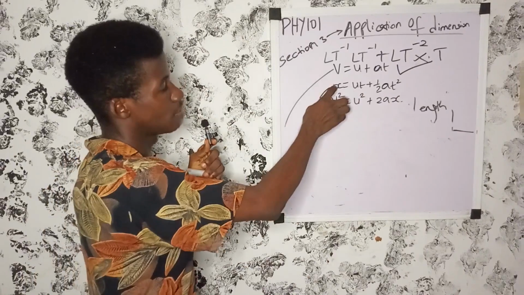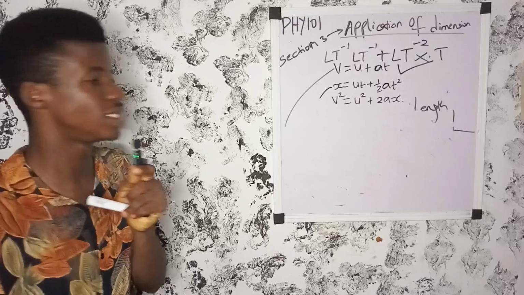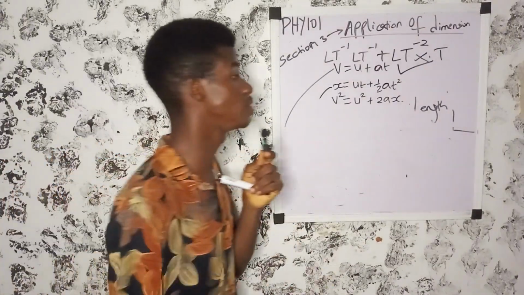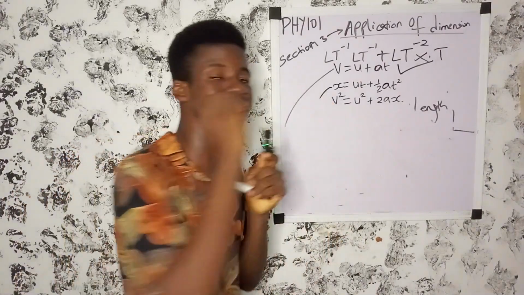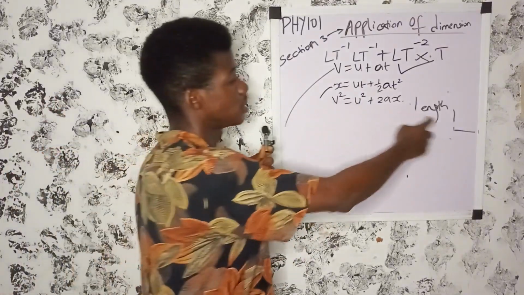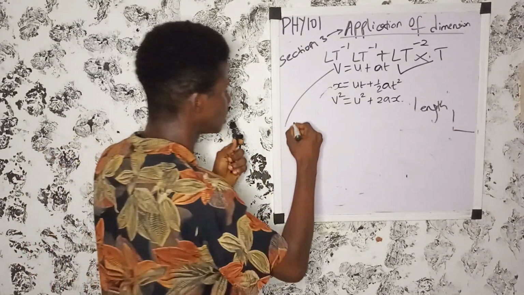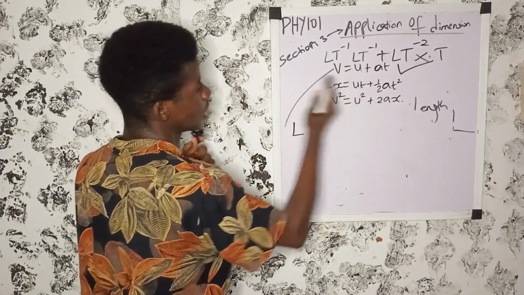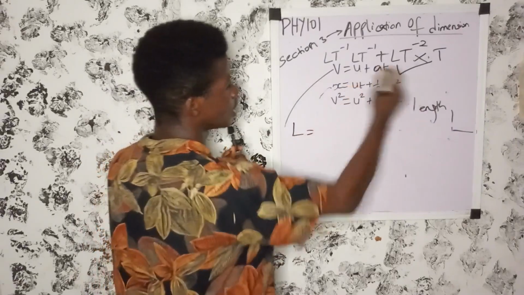At first, let's look for the dimension in this place. Now, what is the dimension for distance? I told you that distance, length, displacement, altitude, breadth, and width all have the same dimension as length. And what is the dimension of length? Capital letter L. So the dimension for distance is capital letter L. Therefore, the total dimension in this place is capital letter L.